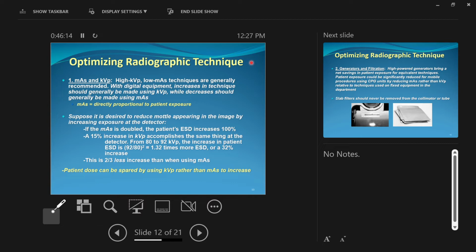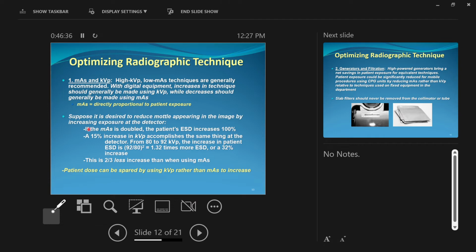So high kVp and low mass technique lowers patient exposure relative to a low kVp and high mass technique that would carry the same amount of information, okay?